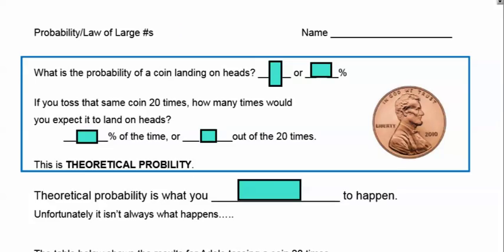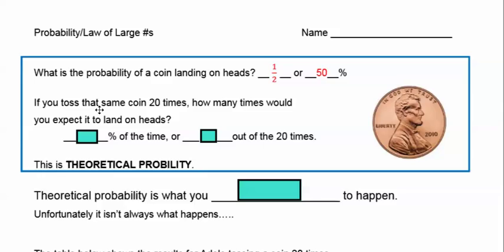So, our first set of notes, probability and law of large numbers. Let's take a look. Alright, first off, let's say we are flipping a coin. What is the probability of a coin landing on heads? If they ever just say probability, that is the theoretical. It's what's supposed to happen. So, how many heads are there on a coin? Well, there's 2 sides, and there's only 1 head. So, probability of landing on heads is 1 out of 2. And as a percent, we divide 1 divided by 2, we get 0.5, which is 50%.